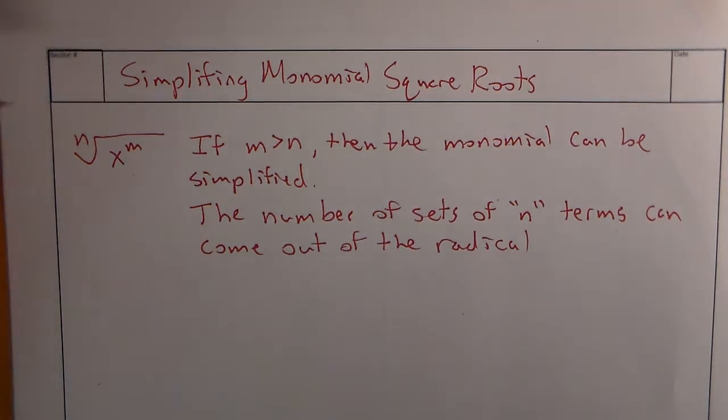Carry on where we left off with simplifying radicals. Now we're going to look at simplifying monomial square roots, or really taking the simplifying radicals numbers and adding some variables to them. So we have this rule here: if we have the nth root of x to the m, kind of our basic form for a radical.